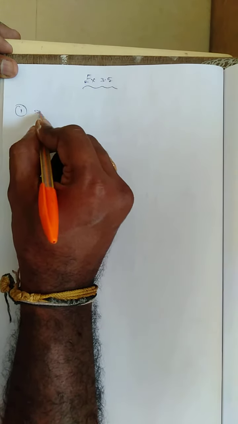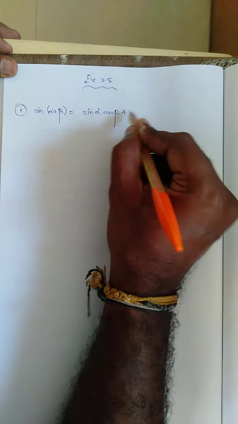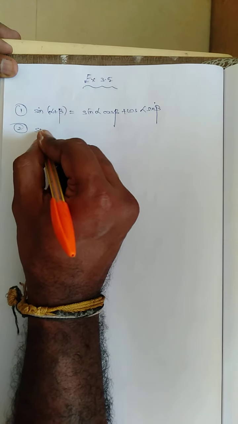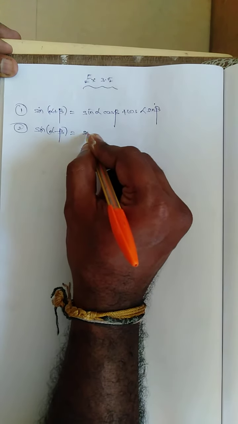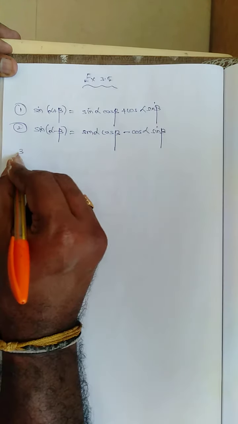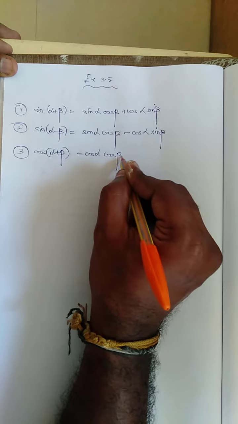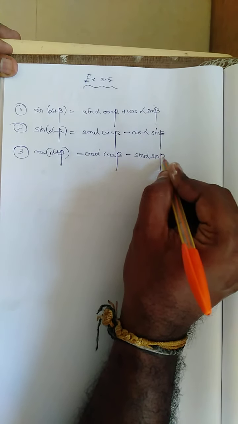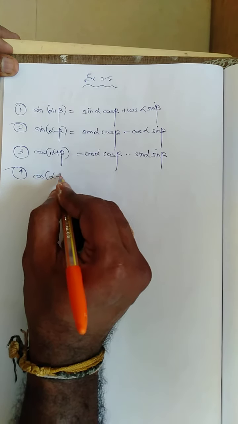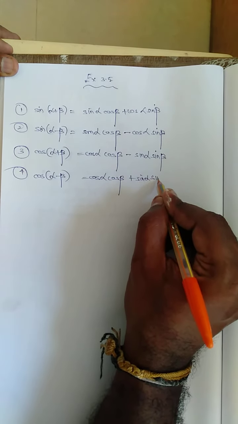The first formula is sine of alpha plus beta is equal to sine alpha cos beta plus cos alpha sine beta. The second formula we saw is sine of alpha minus beta, equal to sine alpha cos beta minus cos alpha sine beta. The third formula, cos of alpha plus beta, is cos alpha cos beta minus sine alpha sine beta. The last formula we saw in exercise 3.4 is cos of alpha minus beta is equal to cos alpha cos beta plus sine alpha sine beta.